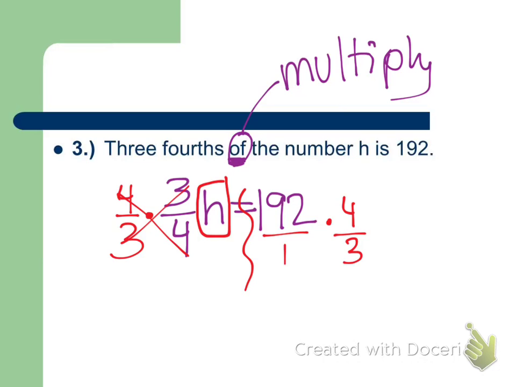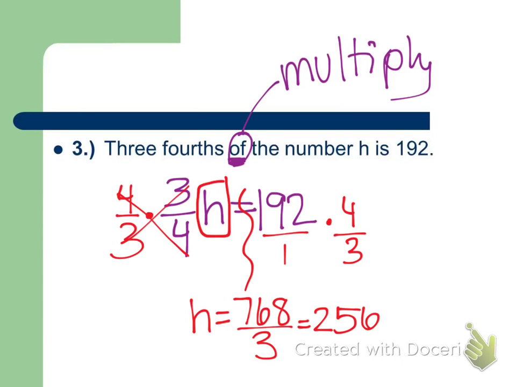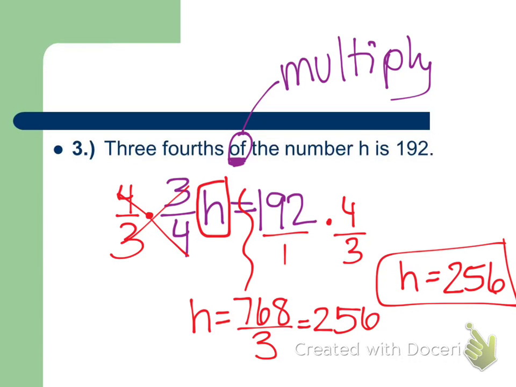On the left, 4/4 and 3/3, that all cancels out to 1. So we just have h equals... Keon, what'd you get? 768 over 3. All right, that should reduce down. So what is 768 divided by 3? What is it? 256. So our final answer would be that h equals 256.